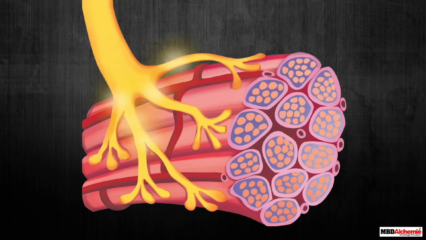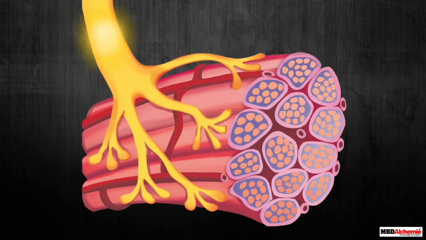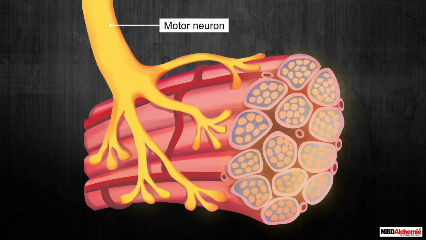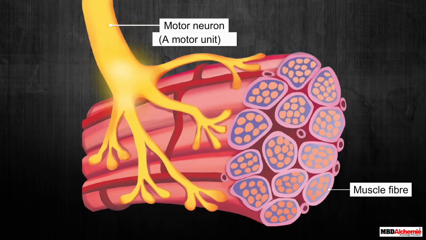The process of muscle contraction begins by a signal from the central nervous system, CNS. The signal is brought by the motor neurons from the CNS. These motor neurons are connected to the muscle fibers. The motor neuron with which a muscle fiber connects is called a motor unit.